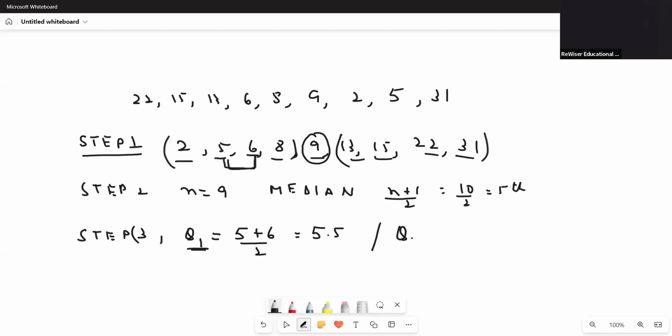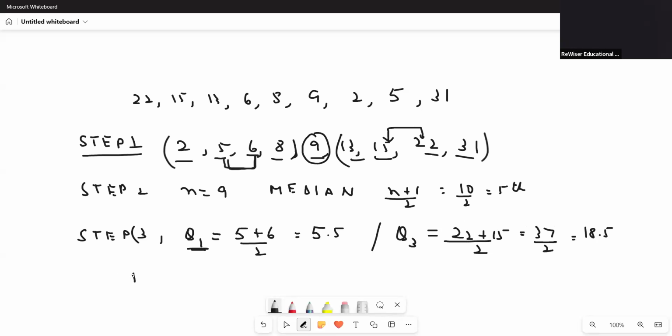Now, if I want to get the value of the third quartile, that's the middlemost value of the second group, which is 22 plus 15, divided by 2. So that equals 37 over 2. So that's 18.5, and that's my third quartile.